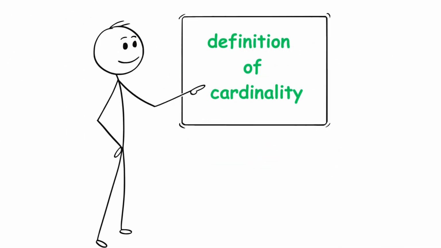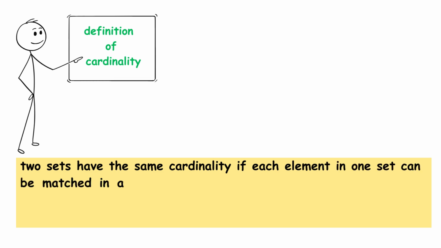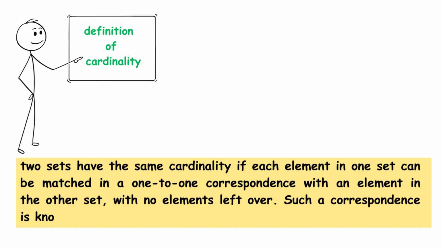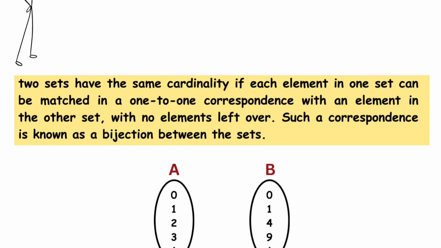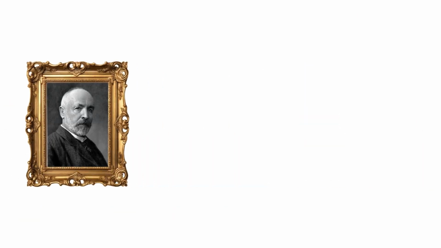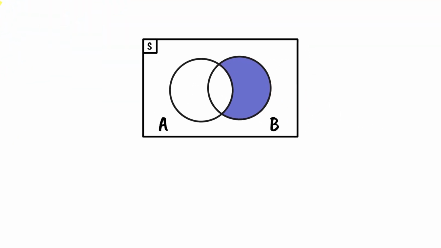This issue can be resolved using a formal definition of cardinality. In set theory, two sets have the same cardinality if each element in one set can be matched in a one-to-one correspondence with an element in the other set, with no elements left over. Such a correspondence is known as a bijection between the sets. Under this definition, sets A and B have the same cardinality. This modern notion of cardinality was developed by German-Russian mathematician Georg Cantor in the 1870s as part of his work on the creation of modern set theory.